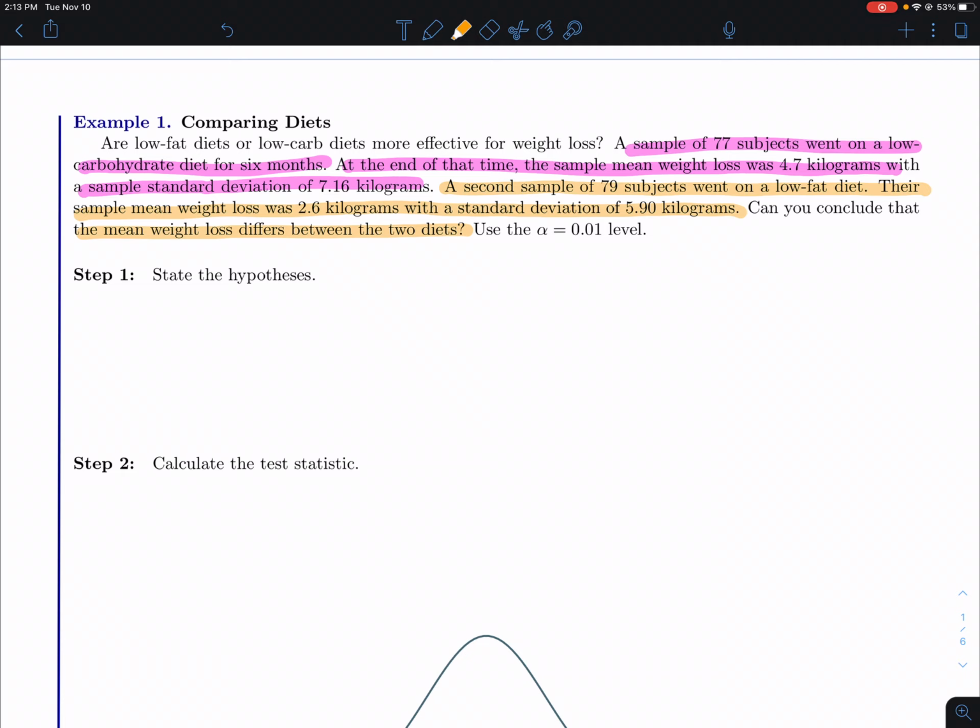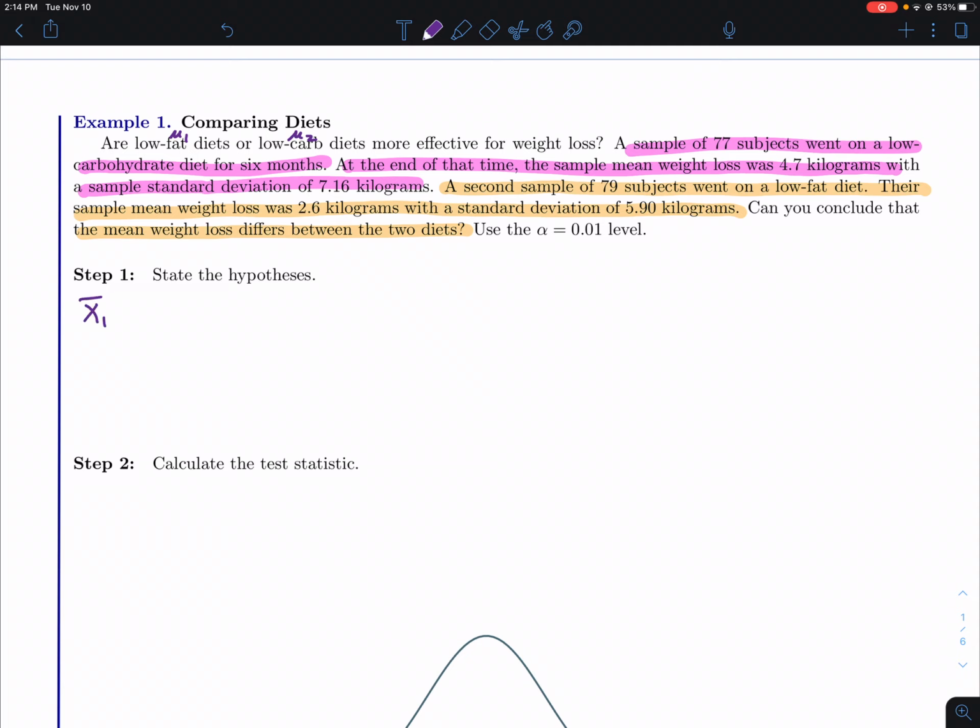So again, let me start off by just writing things down first. It doesn't matter which one you choose. In this case, since low fat was first, I'm going to make that mu1. And low carb was second, I'm going to make that mu2, even though they actually gave us the data backwards. But that's just how I'm going to write it down. So I'm going to do the stuff in orange first.